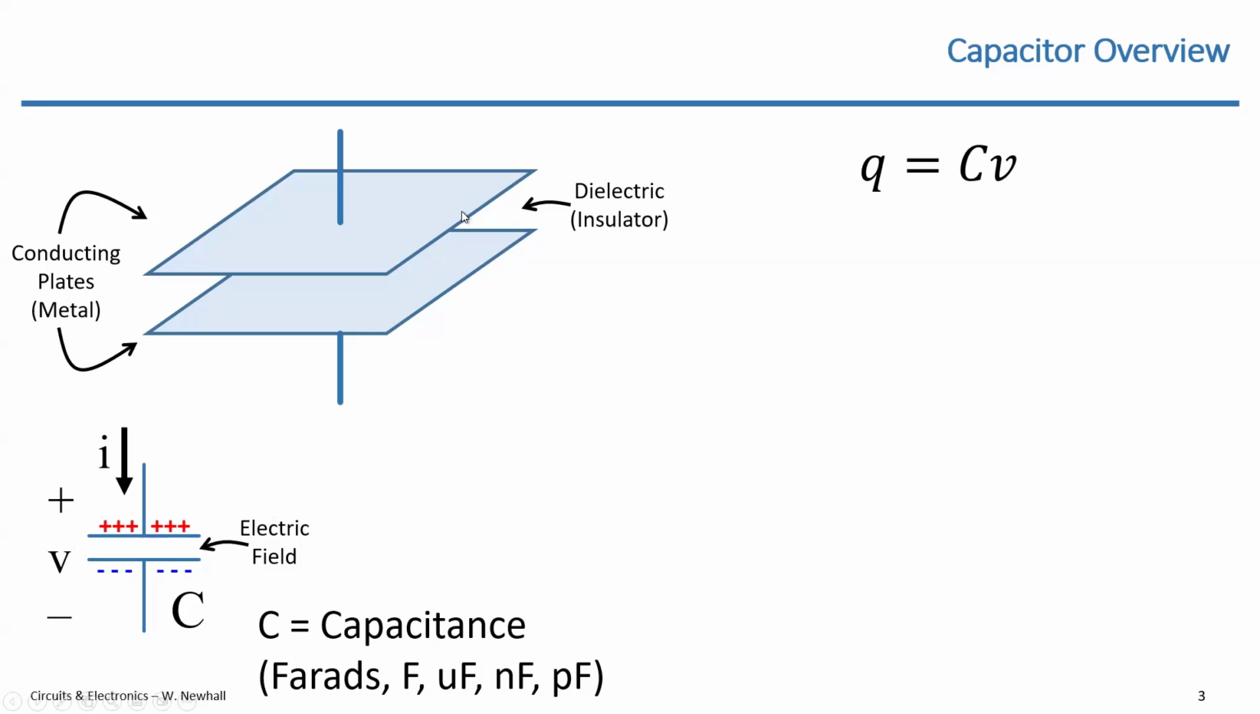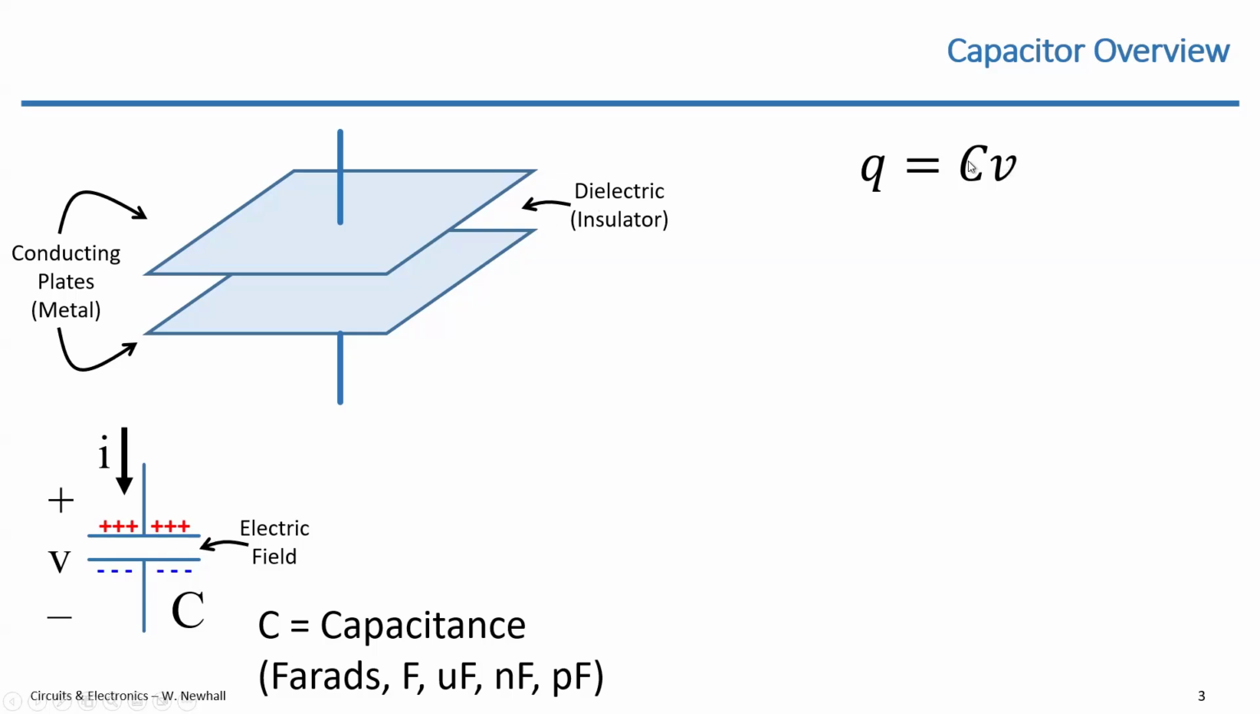In this flat parallel plate example here, the area of those plates and the distance between those plates affects the capacitance. The dielectric constant of the insulator in between determines the capacitance value. Capacitance is epsilon A over D. Epsilon is the dielectric constant. We're not going to get into that, but the physical geometry and the materials in the capacitor determine the capacitance.